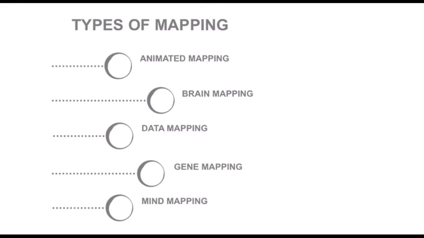Animated mapping, it is the depiction of events over time on a map. Brain mapping, it is the techniques used to study the brain. Data mapping, data element mappings between two distinct data models. While gene mapping is the assignment of DNA fragments to chromosomes. While mind mapping, it is the drawing of ideas and the relations among them.